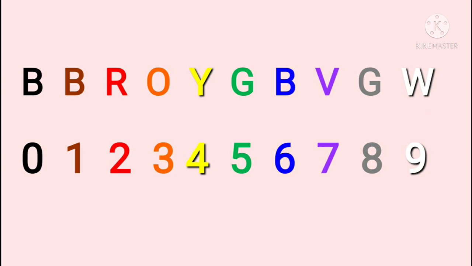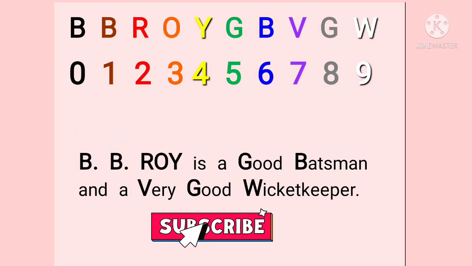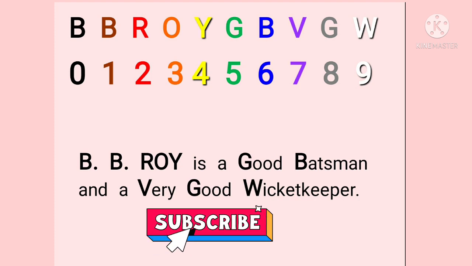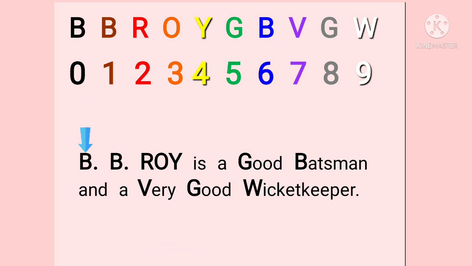Now to remember this color coding, there is a trick for it. B.B. Roy is a good batsman and a very good wicketkeeper. B B ROY of Great Britain has a Very Good Wife means black, brown, red, orange, yellow, green, blue, violet, grey, and white.